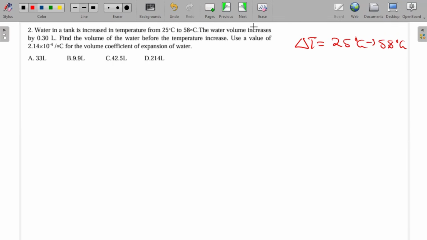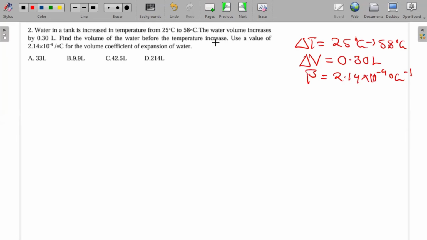And they've told us the change in volume of water is equal to 0.30 liters. They've given us the coefficient of volume expansion of water, which is beta. Beta is 2.14 times 10 to the power minus 4 per degree Celsius. So this is what we've been given in the question. And what are they saying? They're saying we should calculate the volume of the water before the temperature increase, which means we should basically calculate the initial volume of the water before the change in volume.